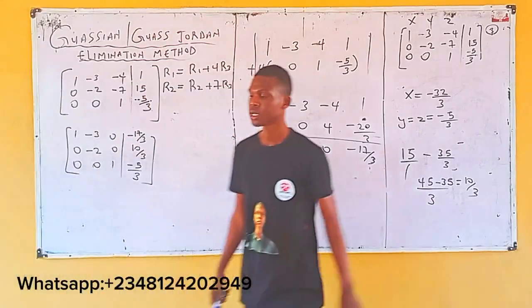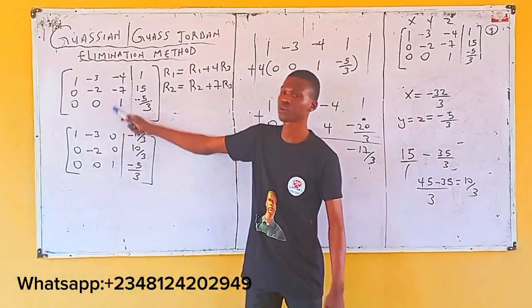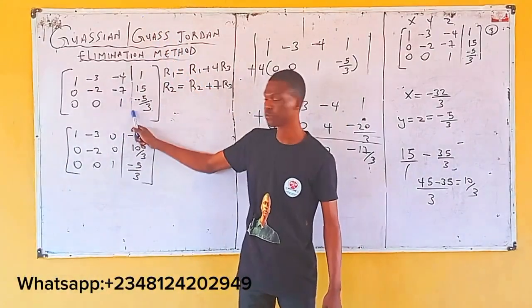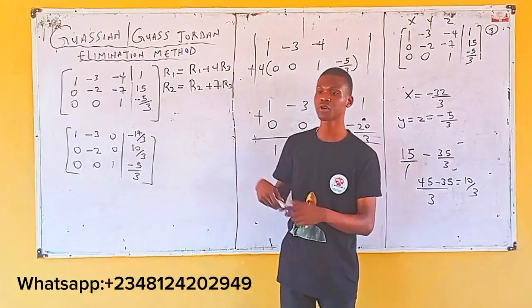Are you getting me? Now from here, we will identify our pivot, and the task is that the number above my pivot should be what? 0. I've done that. Your next pivot will be what here?